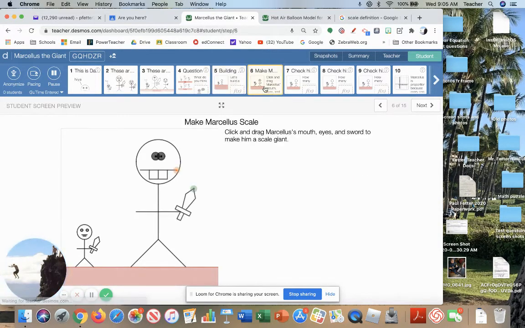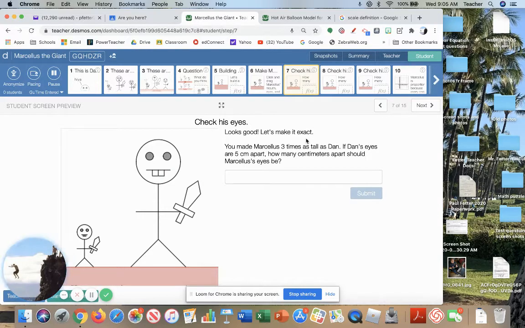All right, so screen 6, click and drag Marcellus' mouth, eyes, and sword to make him a scale giant. So right now, this guy is 3 times the size of Dan, but the eyes are not. So I'm going to go ahead and try to make them about there. And the mouth looks a little bit big, so I'm going to shrink that down, something like that. And I'm going to make the sword a little bit bigger, something like that, okay? Looks good. Let's make it exact.